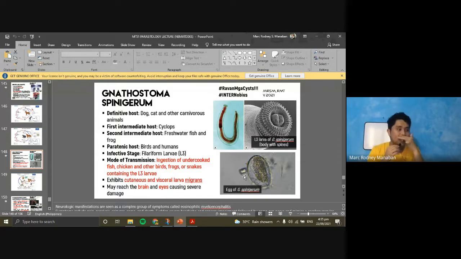spinigerum. Now, once inside the body, parehas ra gyapon siya, the larva will not mature into adults, but the larva will migrate to other organs, causing visceral or cutaneous larva migrans. And once it reaches the brain, ayan, neurologic manifestations are called eosinophilic myeloencephalitis. So don't be confused with eosinophilic meningoencephalitis. Kinsa ganitong eosinophilic meningoencephalitis?